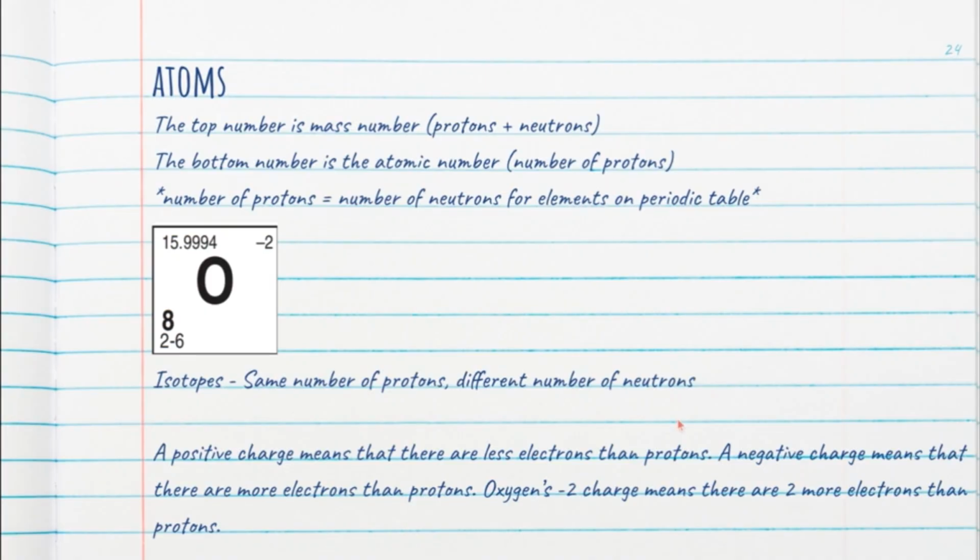A positive charge, such as the -2 in the corner, so for this one it's negative, but if it were positive, it would mean that there are fewer electrons than protons. A negative charge means that there are more electrons than protons. So oxygen's -2 charge means that there are 2 more electrons than protons.